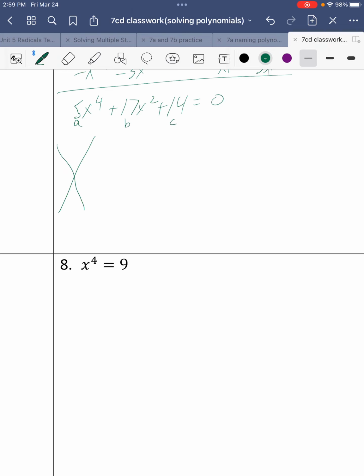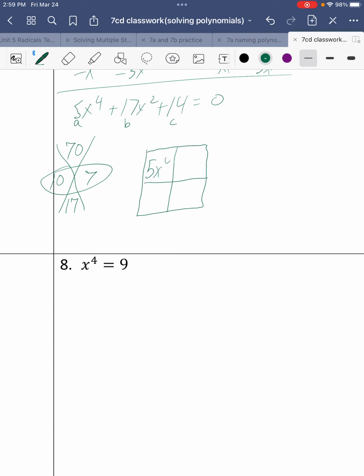And I know my handwriting's a little sloppy there, but the a is not 1, so we can't do just what multiplies to the c that adds up to b. We got to do a times c. So 5 times 14 is 70. What multiplies to 70 that adds up to b, the 17? That's 10 and 7.